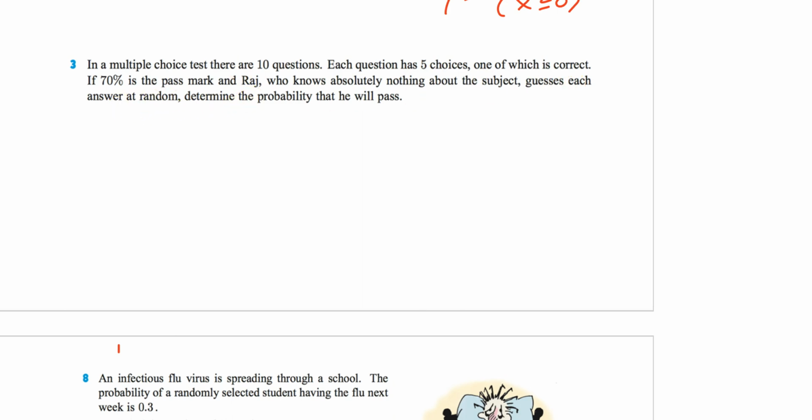So a couple things here to try and mess with you. First, there are 10 questions. So okay, that is my n, 10 questions. Each question has 5 choices. That's not my r. One of which is correct. That's actually your probability, right? You're guessing, randomly guessing. You have no idea.